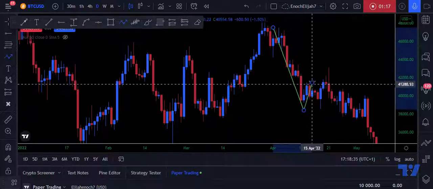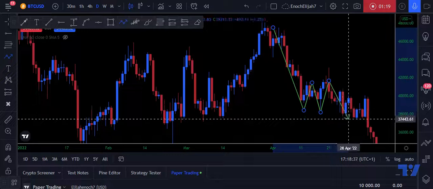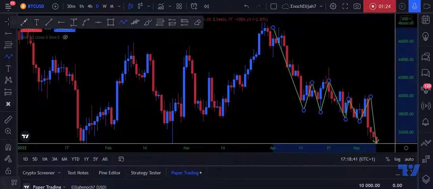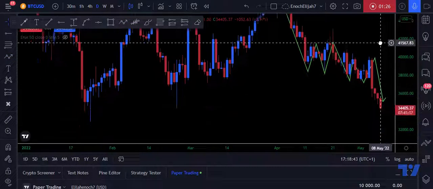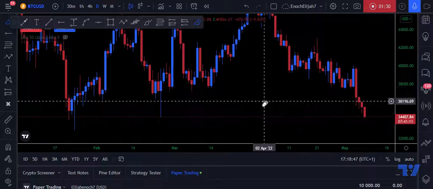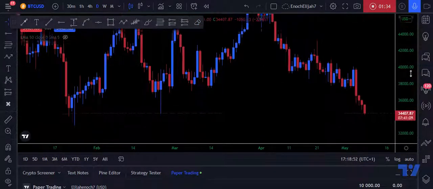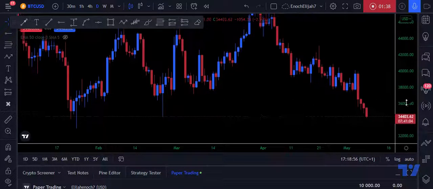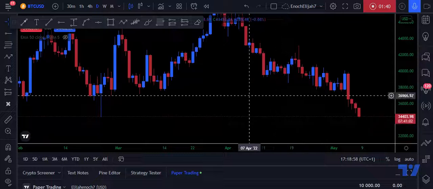You can see it is just going down more and more. So I've established that this market is going down. What a right trader should be doing is looking for sell opportunities on Bitcoin, yes, on the lower time frame. That's what we should do.